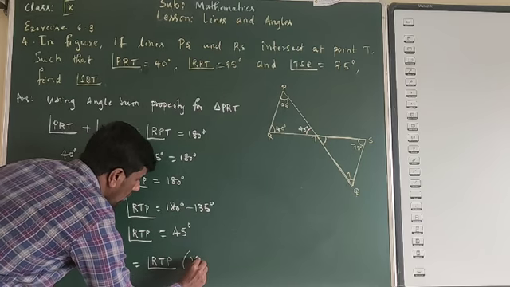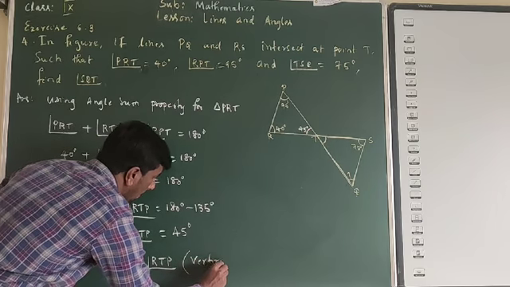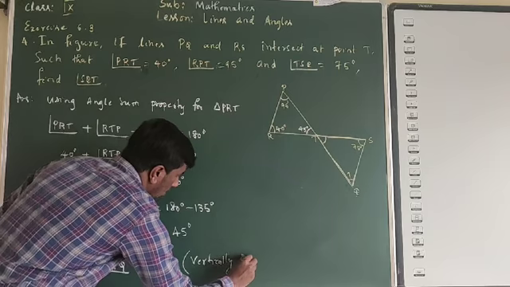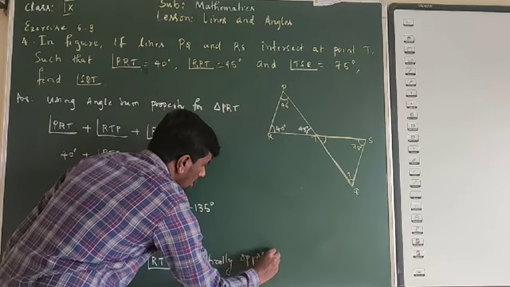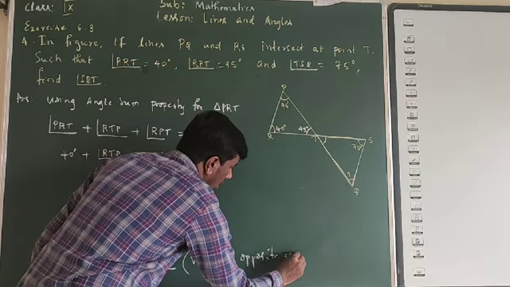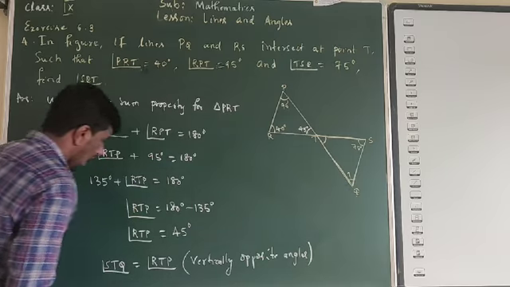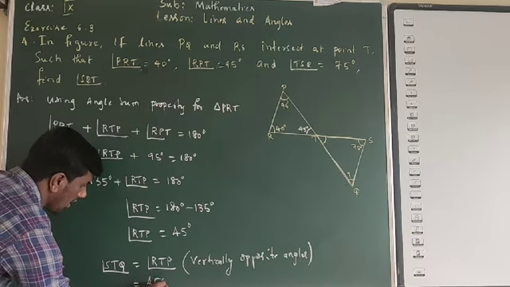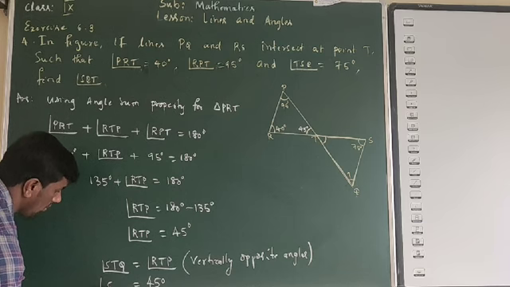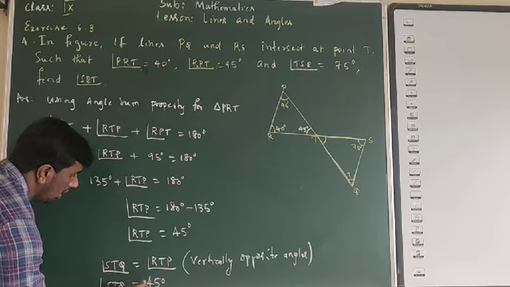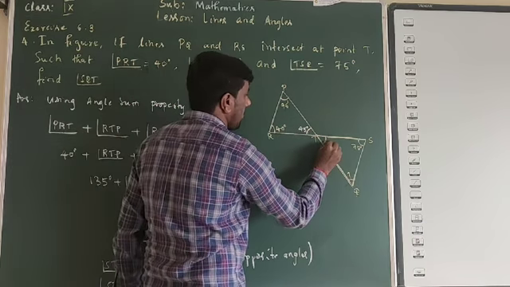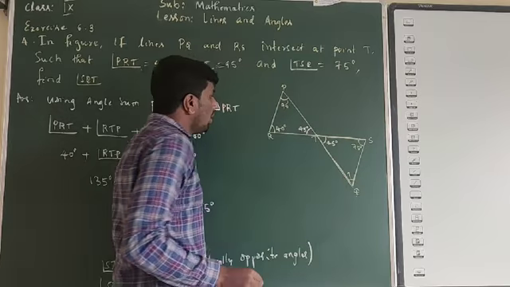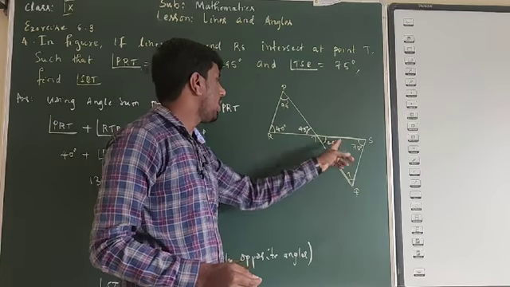Reason is vertically opposite angles. Okay. So vertically opposite angles. So STQ, RTP is 45 degree. So STQ is also 45 degree. Okay. So now this is also 45 degree. Okay. So we need to find out this remaining two angles is known.